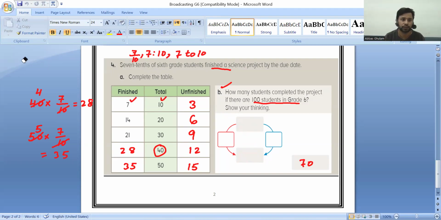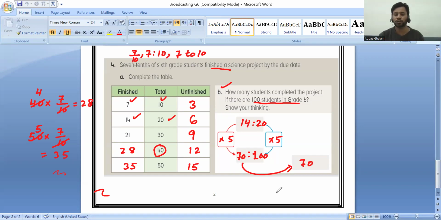I will choose another one also. How will I complete the next one? So let's try it. For example, I will choose this ordered pair, 14 and 20. We already know he gave me 100 students. 20 multiplied by what equals 100? 5. And the same number I need to multiply on the other side. 14 multiplied by 5 equals 70. You can see the same answer.